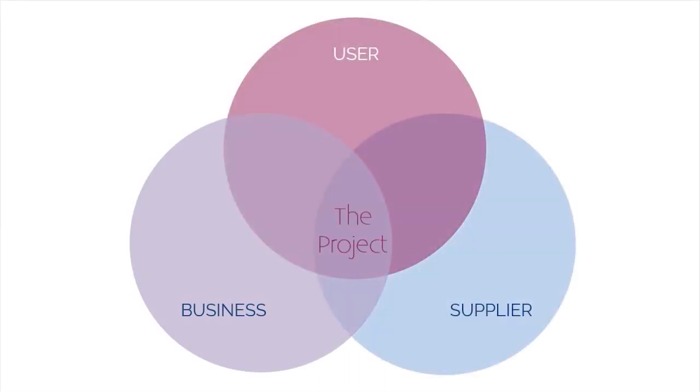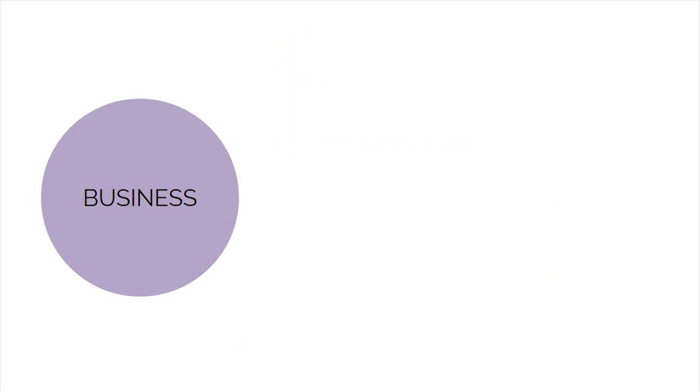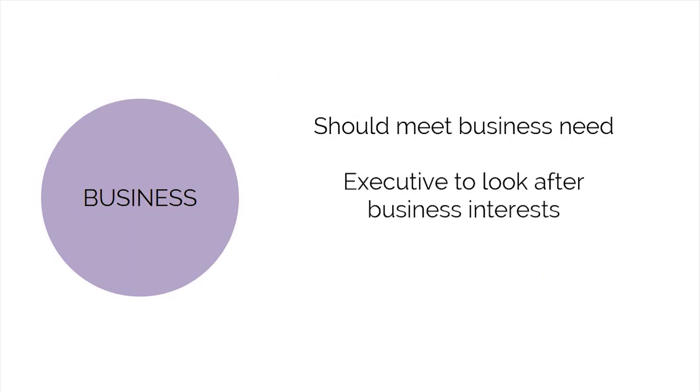The first project interest is business. The products of the project should meet a business need and should justify investments that have been made in the project, and the executive's role is to look after the business interests. Now, a project should provide value for money. The executive is the one responsible for ensuring that a project fulfills its key business objectives.